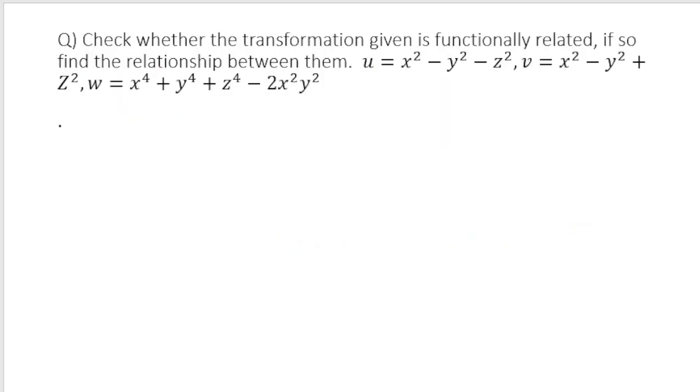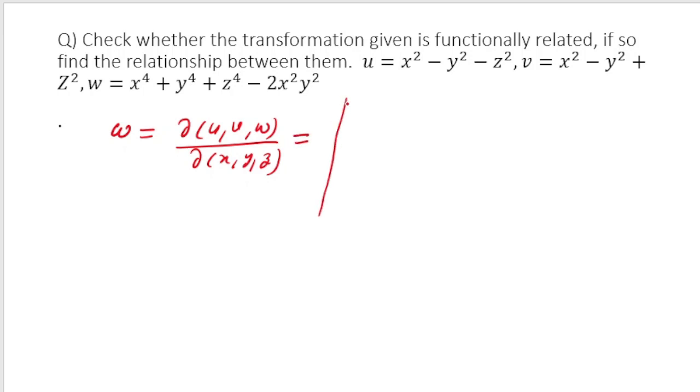So to understand it, we have a problem here: check whether the transformation given is functionally related, and if they are functionally related, we also have to find the relationship between them. So how to find that? We first define the Jacobian of transformation, that is del of u, v, w divided by del of x, y and z. It is not divided, it is just an expression, but I hope you have understood. I am not writing the detail, I am directly writing the determinant.